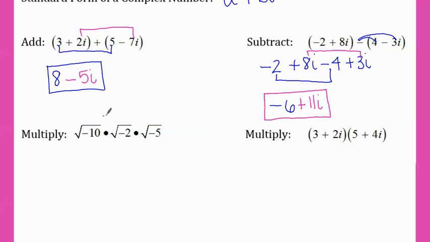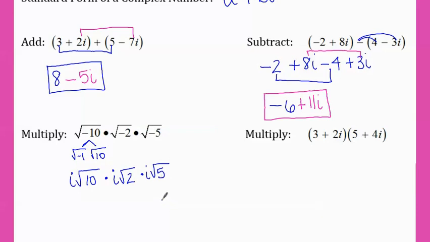When we're multiplying radicals with negatives, we need to make sure we simplify the negatives first. The square root of negative 10 is the same thing as the square root of negative 1 times the square root of 10. We said earlier the square root of negative 1 is i, and we can't simplify the square root of 10, so we're going to leave it as it is. Similarly, the square root of negative 2 will be i square roots of 2, and the square root of negative 5 will be i square roots of 5.